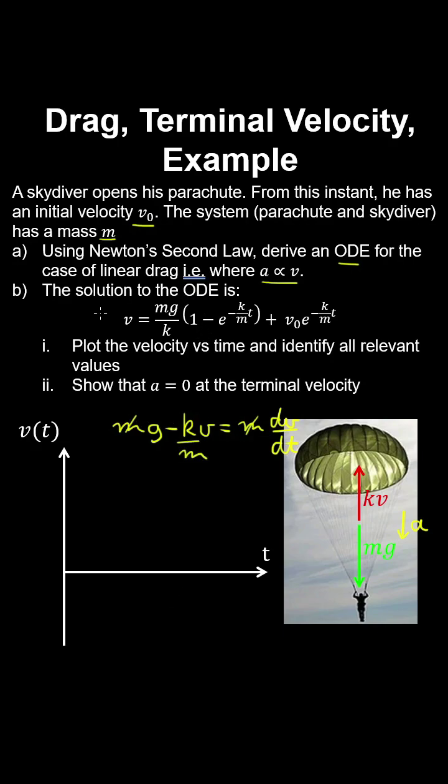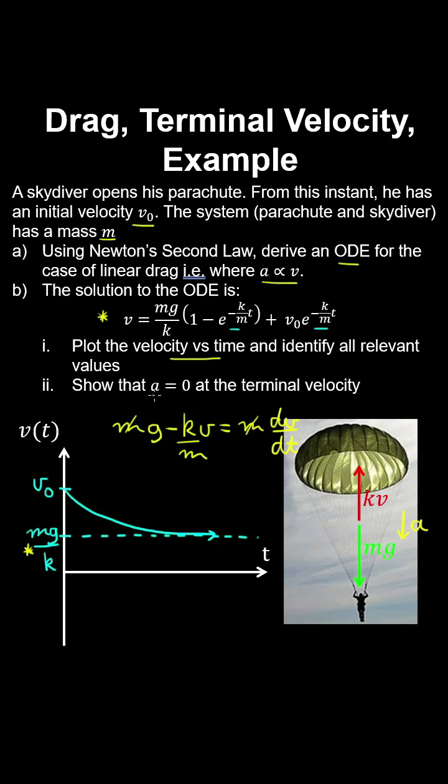Now part B gives us the solution to the ODE, which you can verify yourself using u substitution, and we're asked to plot the velocity versus time. If you substitute for time equals 0, you'll obtain the initial velocity v0. And as t goes to infinity, this term disappears, and so does this term, so we obtain mg on k. And this here is known as the terminal velocity.